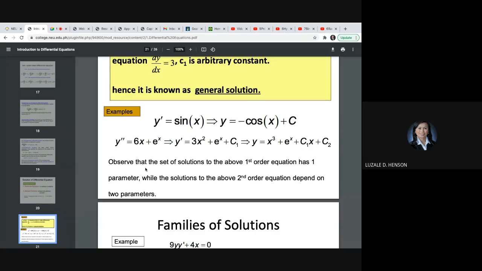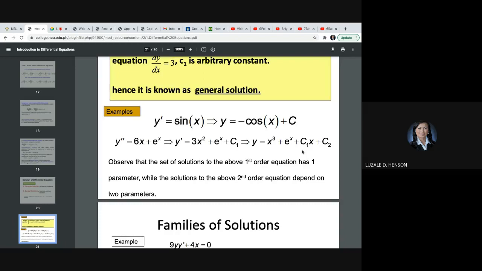So that's the note. Observe that the set of solutions to the above first order equation has one parameter, while the solutions to the above second order equation depend on two parameters. Kasi ito, meron siyang C, so one parameter lang. Ito, meron siyang C sub 1, meron siyang C sub 2. Kaya dalawa yung kailangang initial conditions para ma-solve mo yung arbitrary constants na C sub 1 plus C sub 2.